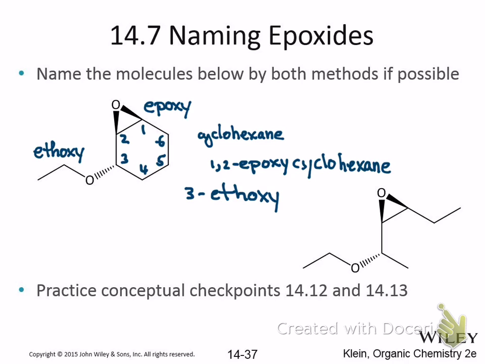Okay, now I have to do R and S, and that's actually pretty easy for 3 of the atoms, or 2 of the atoms. In front of all that, yeah. So that's the parent. Well, the parent's the cyclohexane. The epoxy goes next to that, and then ethoxy goes before that. And now you have to do R and S. So this guy's inserting there.